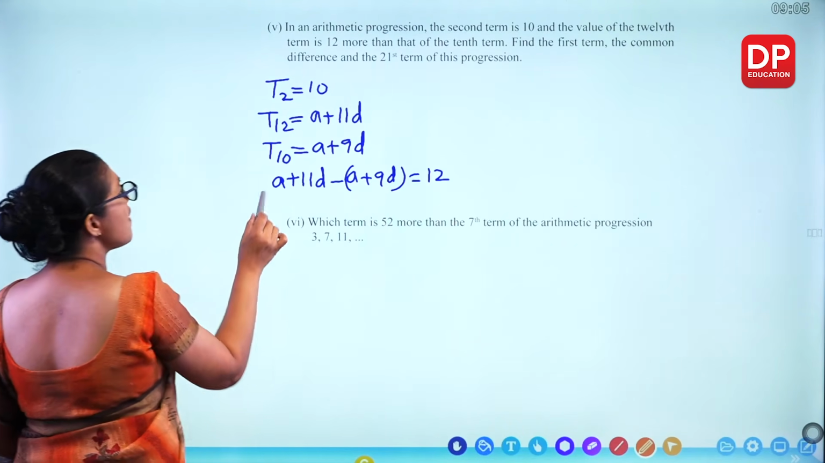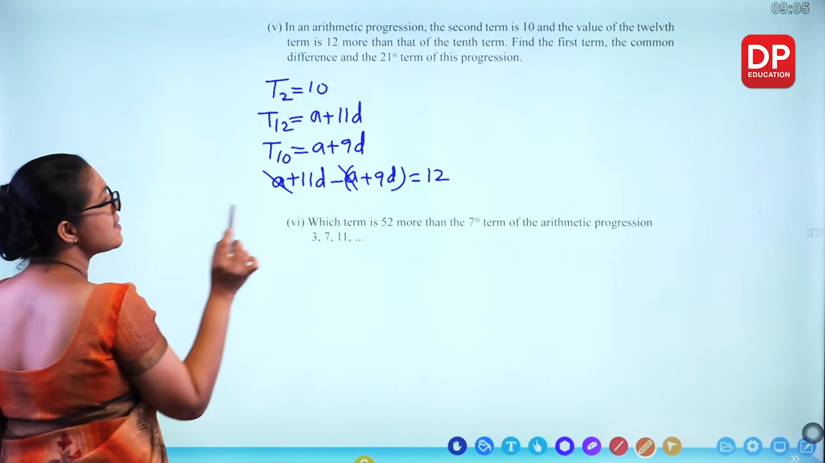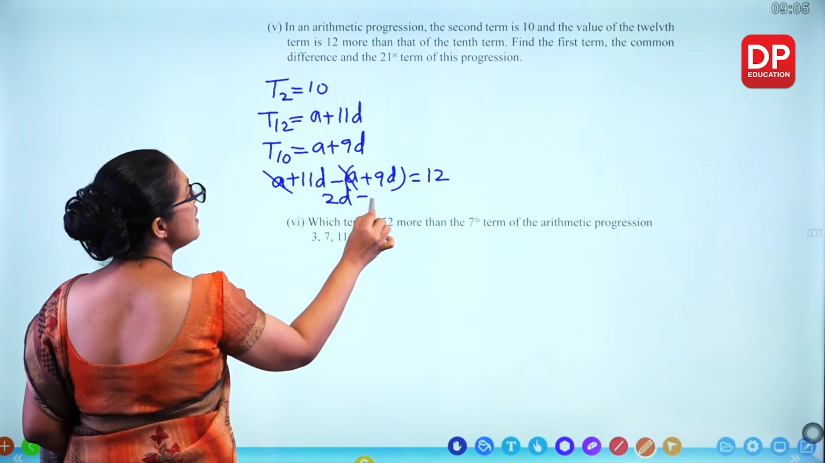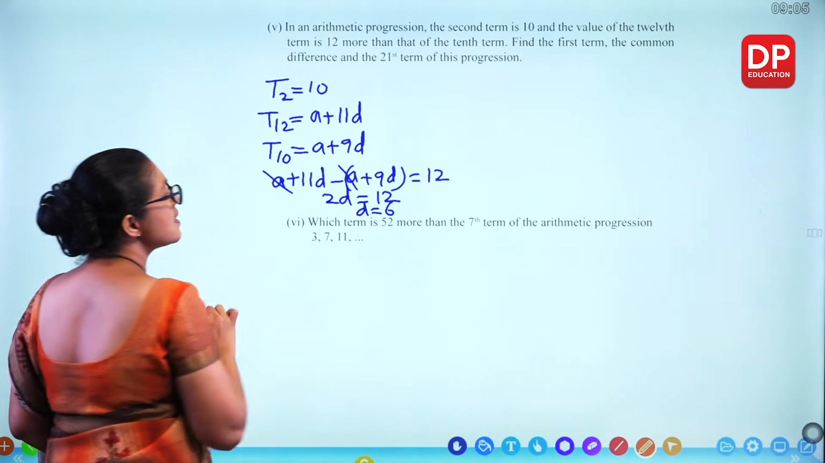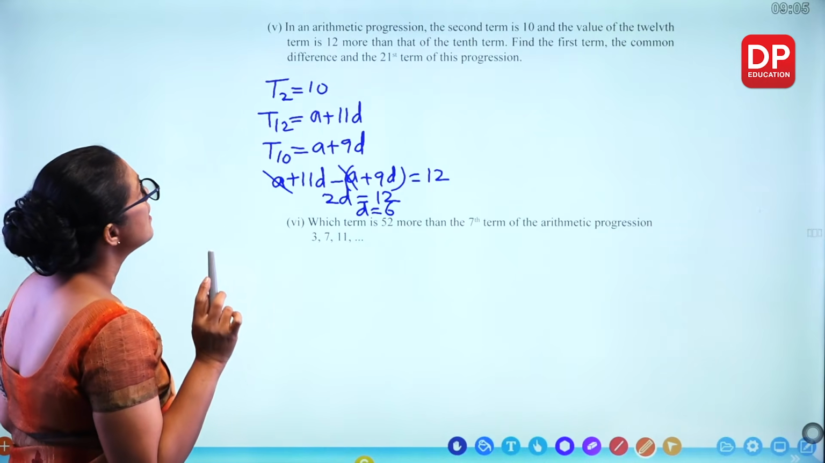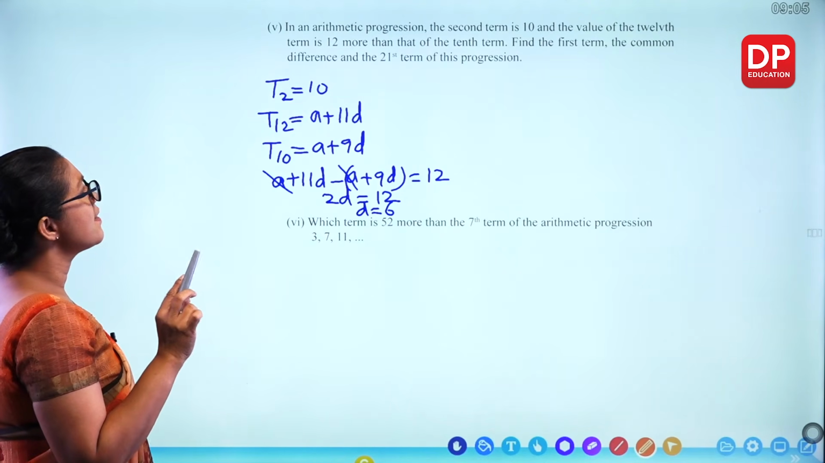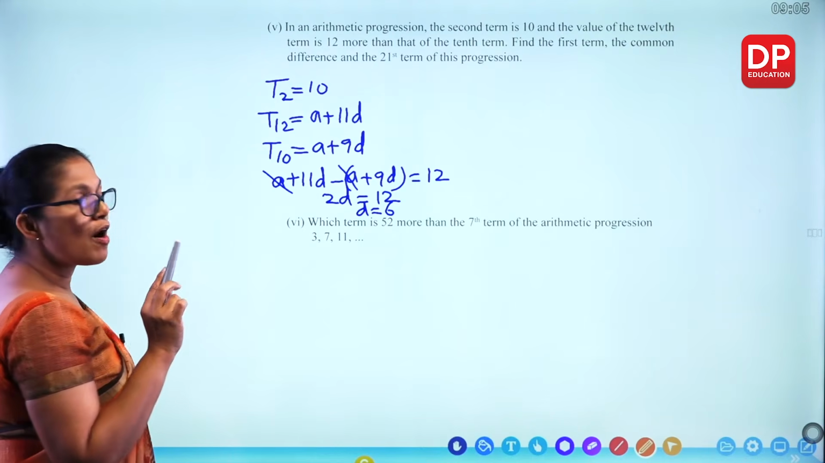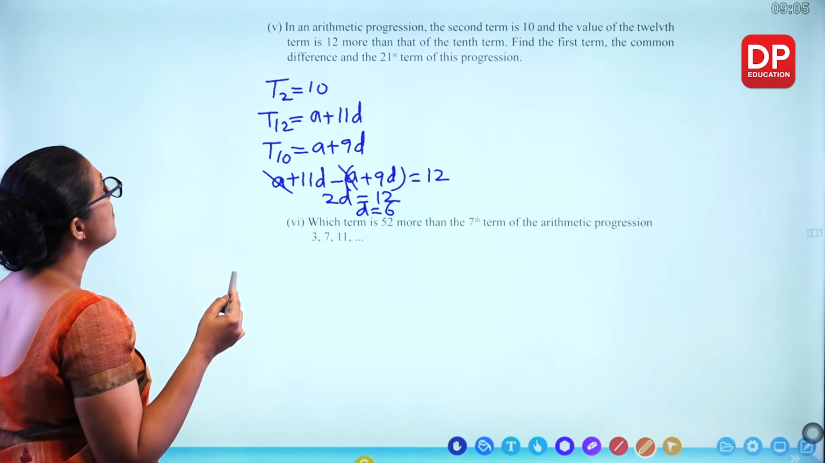That's the basic idea. So I can take a plus 11d minus (a plus 9d) is equal to 12. When you simplify, what do you get? A gets cancelled out. 11d minus 9d is 2d equals 12. So we can find out d equals 6. Now what's the next one? Find the first term, the common difference and the 21st term. Now we found d equals 6. How can we find the other one?